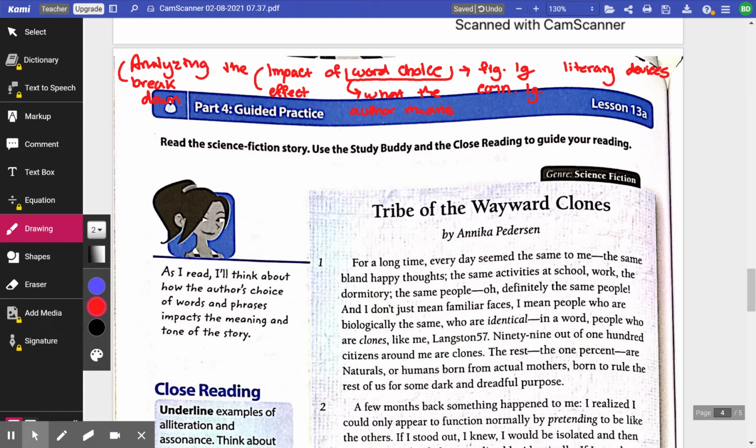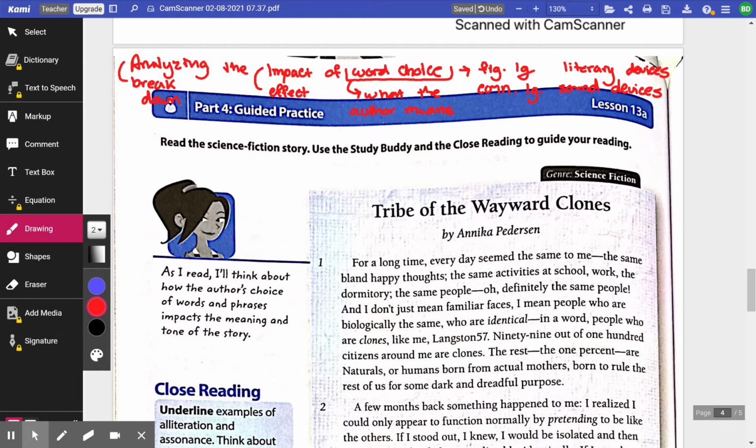And the last thing that we're really going to be focusing on for this lesson would be our sound devices. So we have really talked about three sound devices in this lesson: repetition, word repetition, assonance, and alliteration. And we'll go a little bit more in detail with that in a bit.